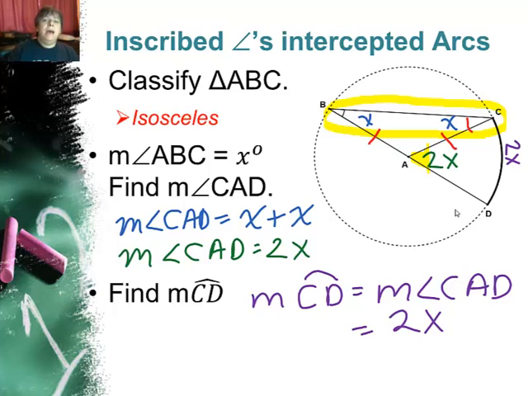What does that tell us about the relationship? Notice I didn't have actual numbers here. I just made a general case. If I picked 30 for the angle here, that would be 60. If I picked 40, this would be 80. So there's a relationship where the inscribed angle is always half of the intercepted arc.